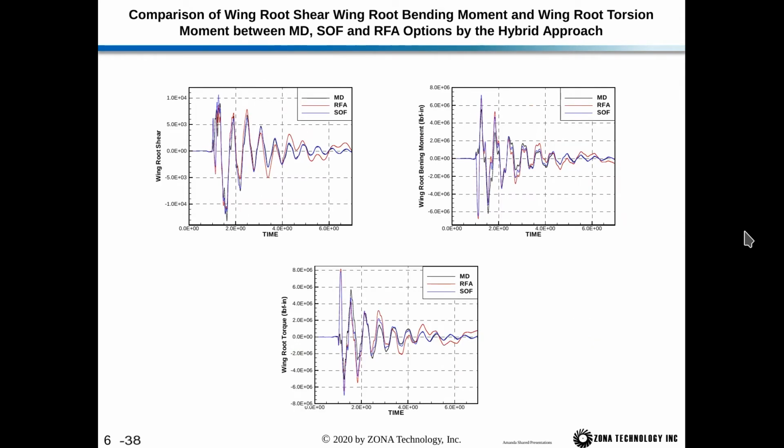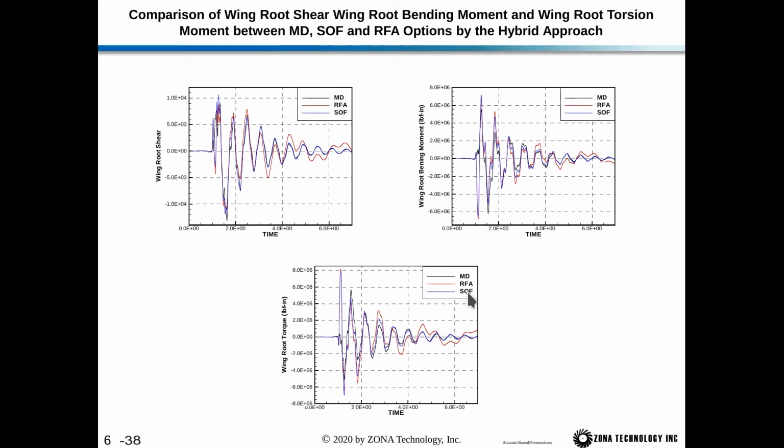Next, we'll compare the wing root shear, wing root bending, and wing root torsion moment between the mode displacement, the SOF, and the RFA options using the hybrid approach. We recommend the SOF option, and when we look at the initial response, the RFA and the SOF options agree pretty well, but the mode displacement method, as we've seen before, is not as accurate. Once we move on in time, the mode displacement and SOF options begin to converge and agree with each other, whereas the RFA has some difference here as time goes on.